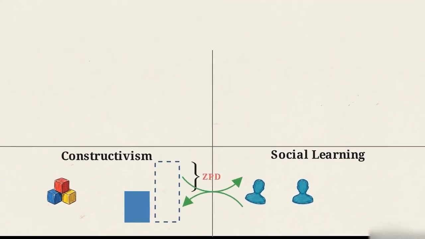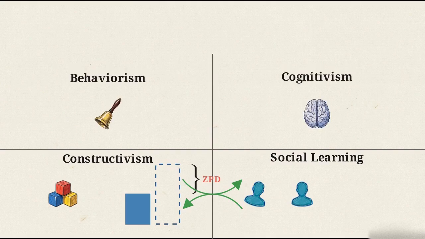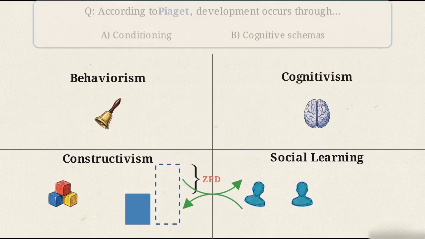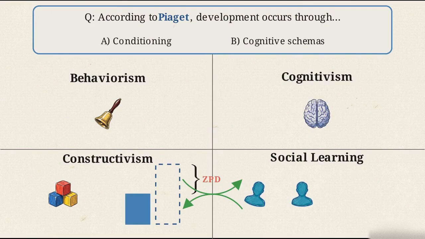By mapping a theorist to their specific quadrant, you can identify the primary mechanism of learning being tested. This prevents you from choosing a behavioral answer for a question focused on cognitive development.